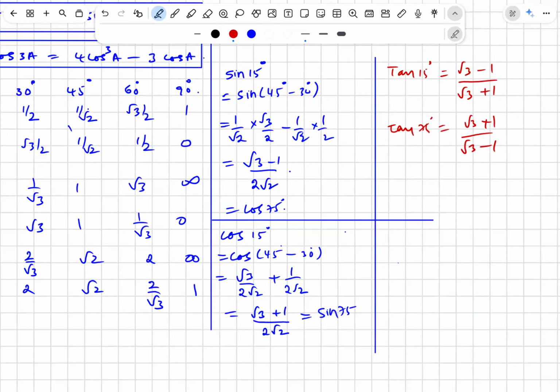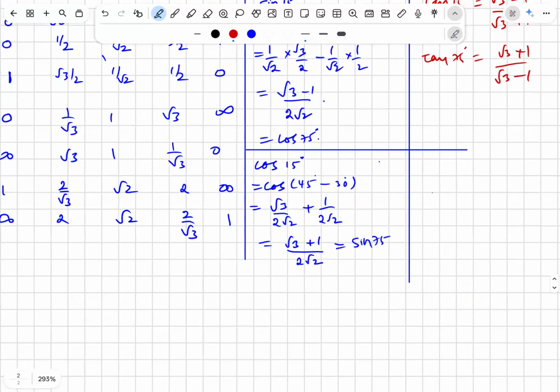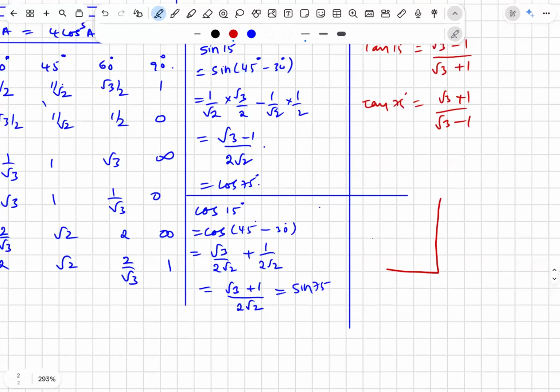Okay? Right. One more important observation is there is another triangle which is very famous.